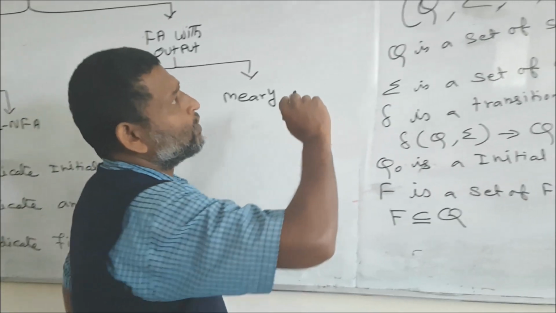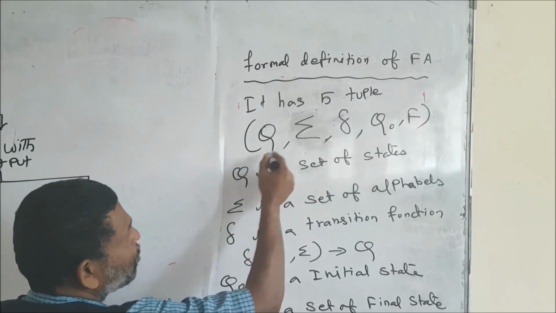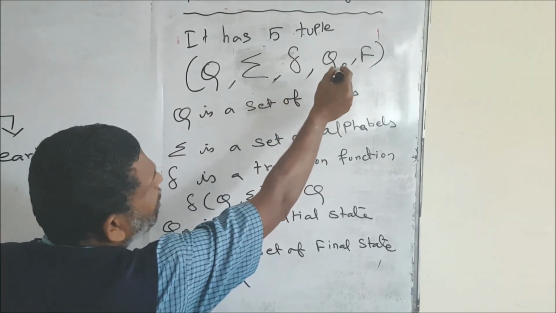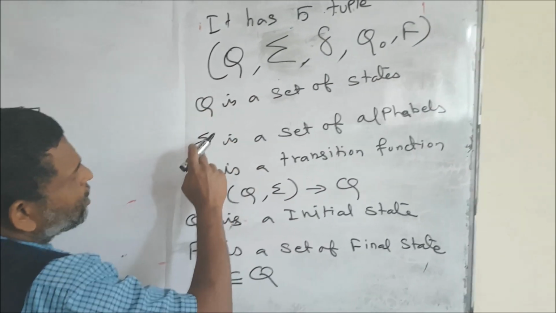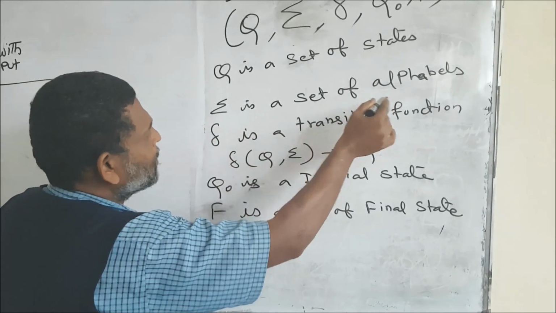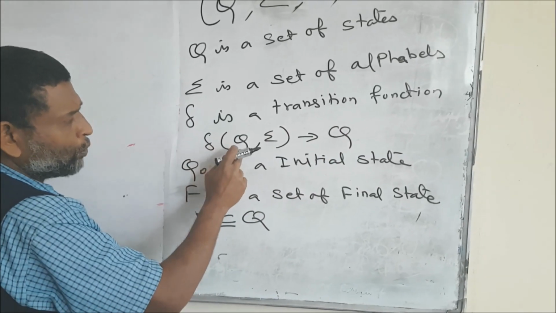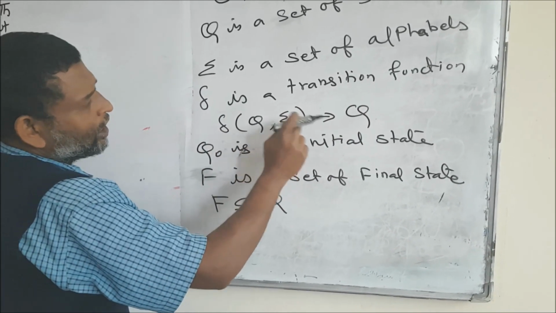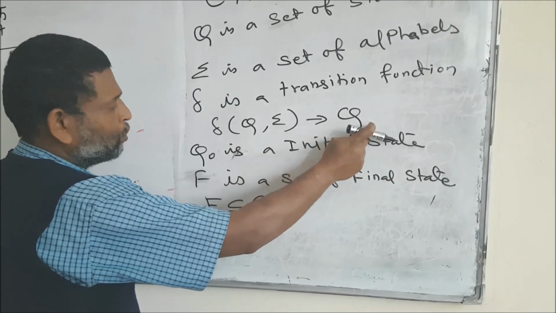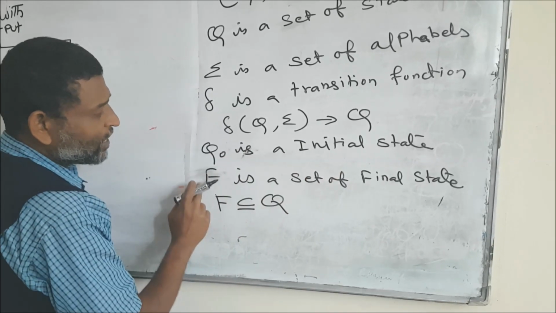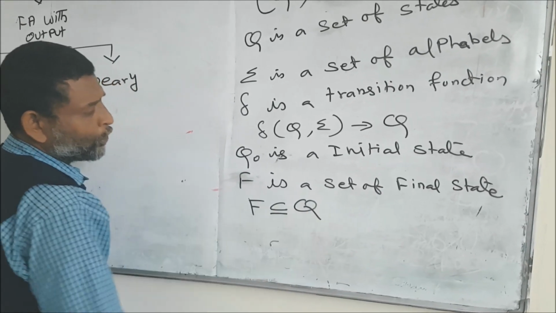The formal definition of a finite state automaton has 5 tuples: Q, sigma, delta, Q naught, F. Q is a set of states. Sigma is a set of alphabet symbols. Delta is a transition function, delta of Q and current character: it reads the current character from the current state and reaches a next state. Q naught is the initial state, and F is a set of final states, F a subset of Q.